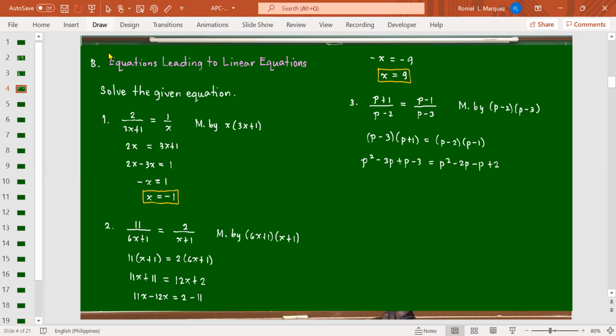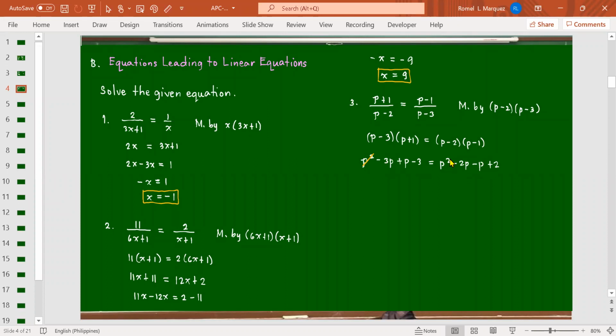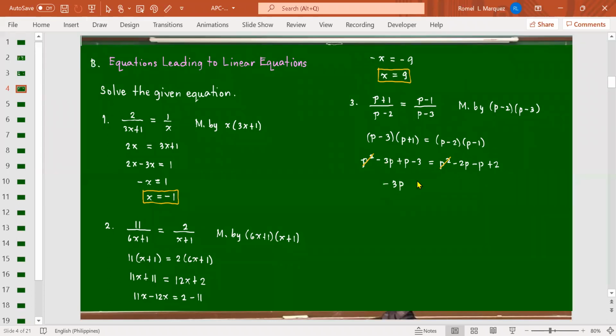Terms that are the same on both sides can be eliminated. So this is eliminated together with this one. So getting negative 3p plus p, so that is negative 2p. Then minus 3. On the right side, we have negative 3p plus 2, which is now a linear equation in p.